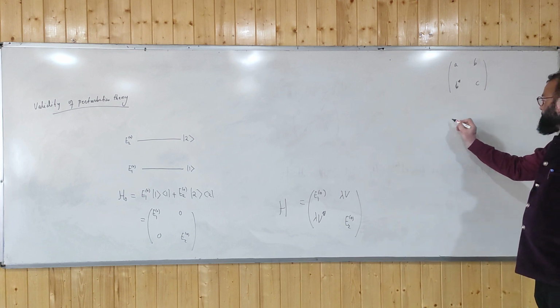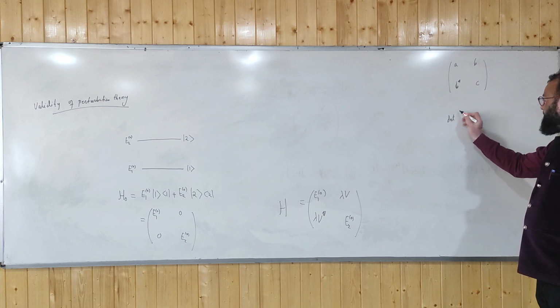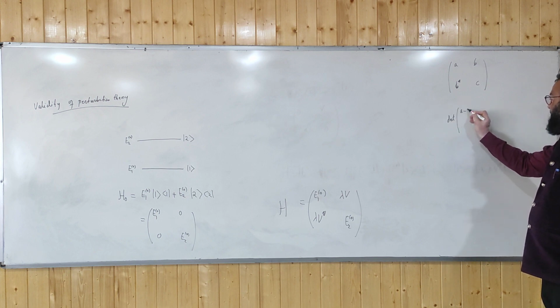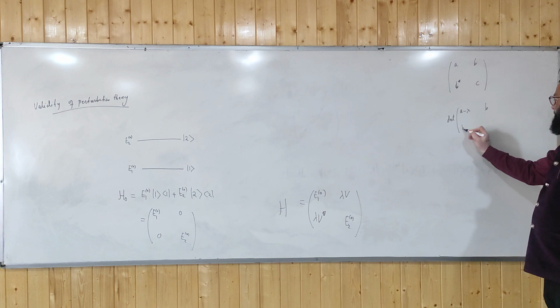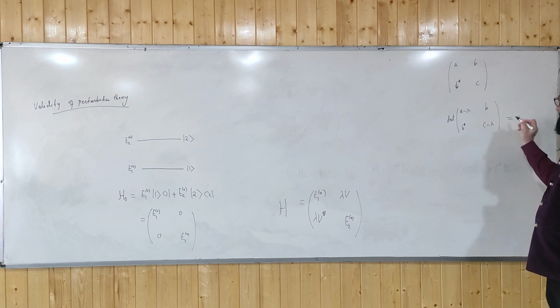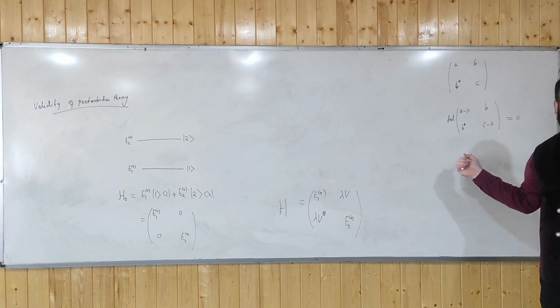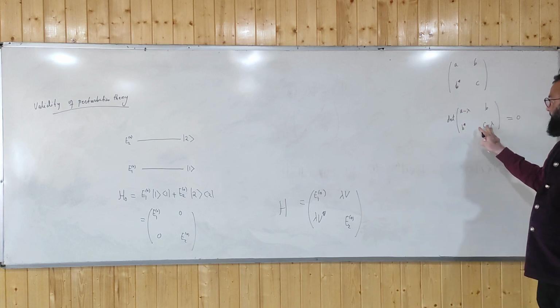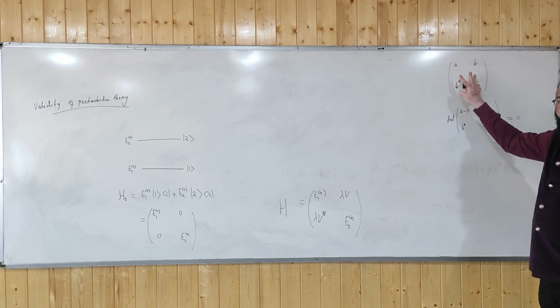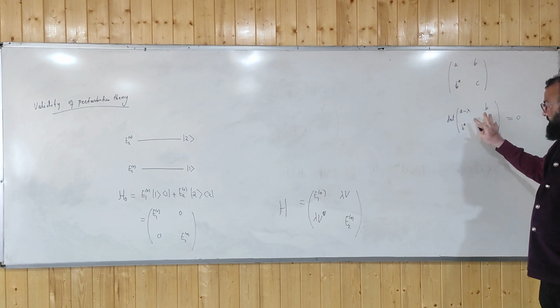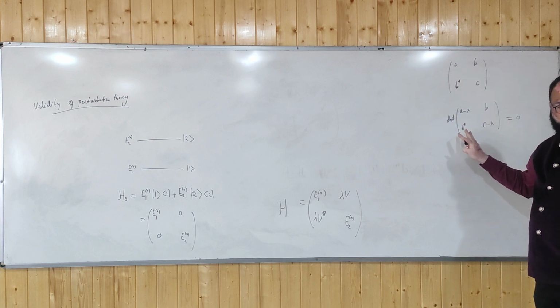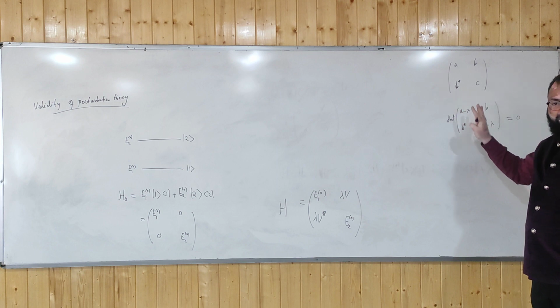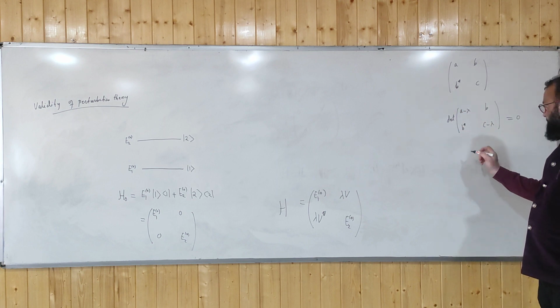How is that? You put the determinant of A minus lambda, B, B star, C minus lambda, equal to 0. Clear? So this is the characteristic equation. From here, since you have a 2 by 2 matrix, you will get a quadratic equation. If it is an n by n matrix, you will get an nth order equation. Clear? So how many roots are possible now?